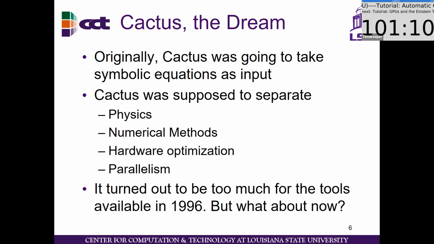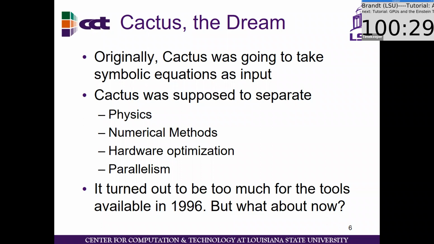Originally, Paul Walker, who was the guy who created Cactus and who's no longer in physics or computer science or anything academic, he went off to the business world. Originally, he wanted to take symbolic equations as input. He wanted you to put in your differential equations, your boundary conditions, and then generate a complete code that ran on whatever. And I remember when he was talking about this and he was all excited, I was thinking, that's really kind of too ambitious. You're never going to get that done. And I think he must have realized that at some point, because obviously that's not what Cactus does. But the basic concept was sound.